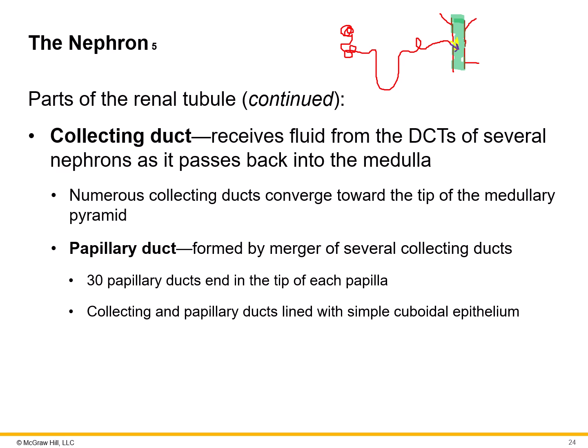So I've collected my filtrate here, and the collecting duct is going to serve several nephrons. Each of these little red lines that I drew would connect back to different nephrons, different units, and all of them would drain the fluid into this distal tubule. So numerous nephrons will dump into the collecting duct. Then as you follow it further down, multiple collecting ducts will converge toward the tip of that medullary pyramid.